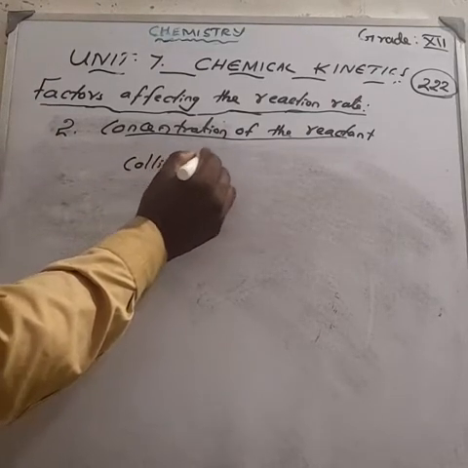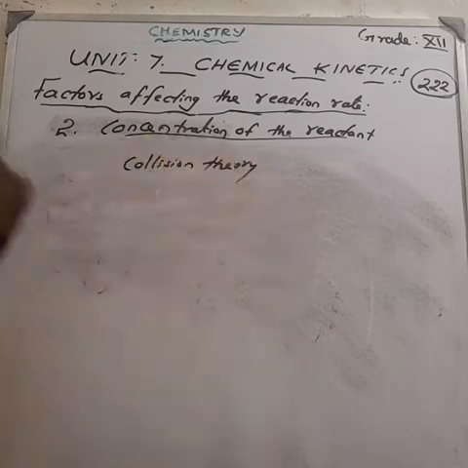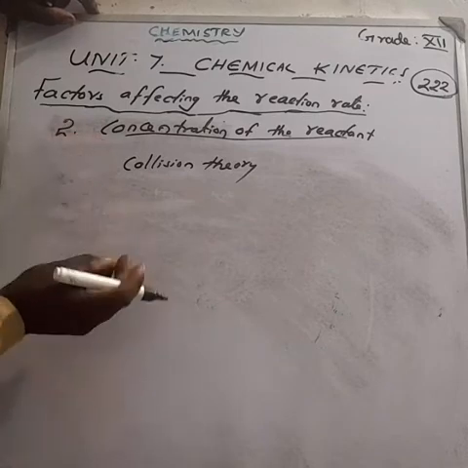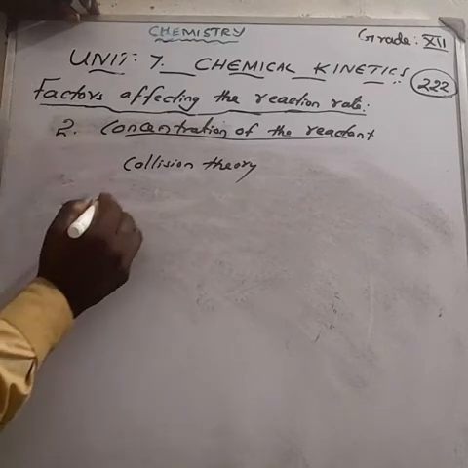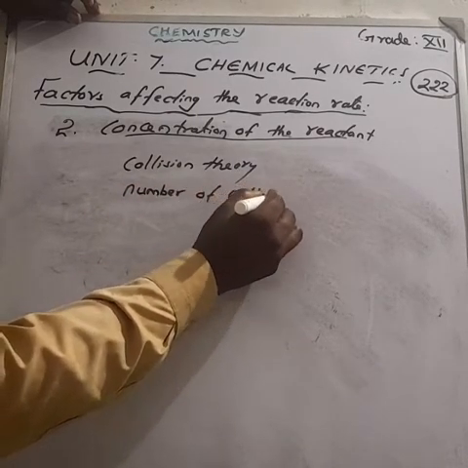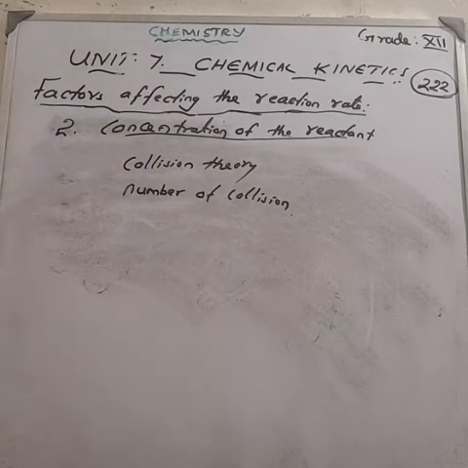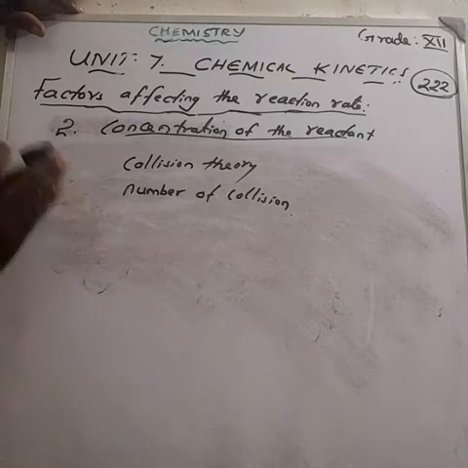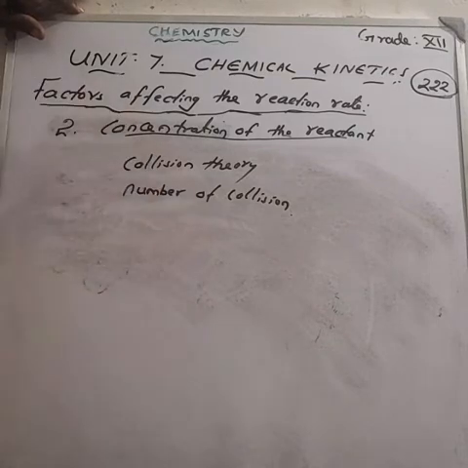We know about the collision theory. According to this theory, the rate of the reaction depends upon the number of collisions between the reacting molecules. Suppose the concentration is higher, then we can say the possibility of collision is greater, and hence the rate of the reaction also increases. This explains the concentration of the reactant.